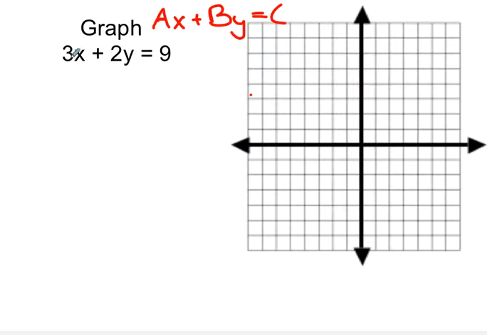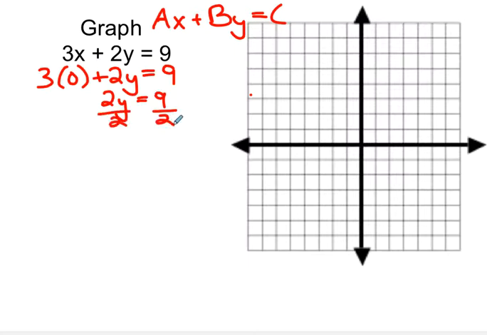So if we just looked at x and said, okay, we're going to plug in 0 for x. So what I'm going to do is plug in 0 for x, and I'm going to solve this equation. So 3 times 0 right here is 0. So that one kind of gets wiped out that way. So I'm just going to be left with 2y equals 9. And in order to get y by itself, I just divide by 2 on both sides. And I get y equals 9 over 2, or 9 halves, which is the same thing as 4.5, right?